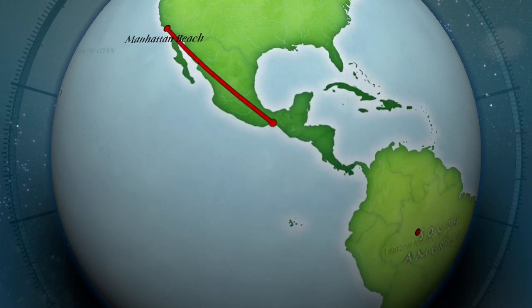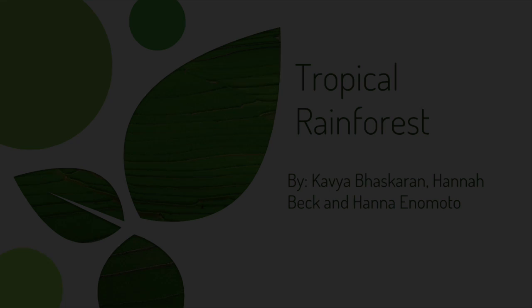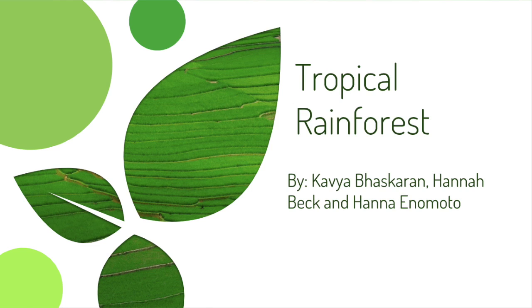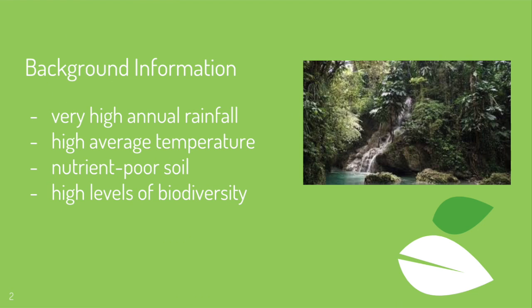Follow us as we travel to the Amazon rainforest, one of the most diverse habitats in the world. The tropical rainforest has four main characteristics: very high annual rainfall, high average temperature, nutrient-poor soil, and high levels of biodiversity. Rainforests receive very high rainfall each year.